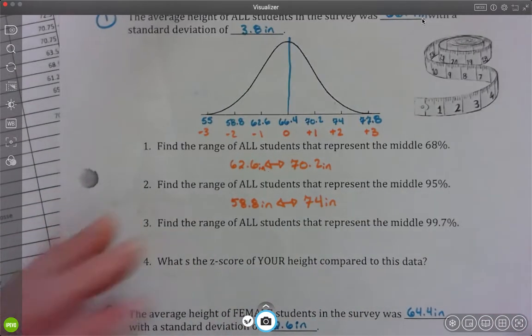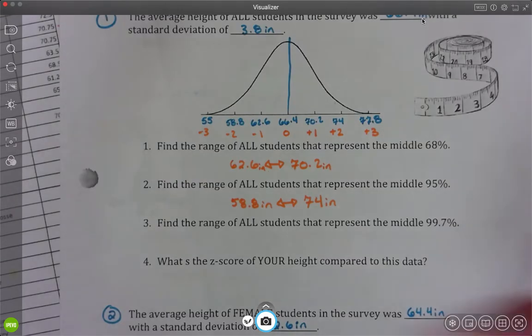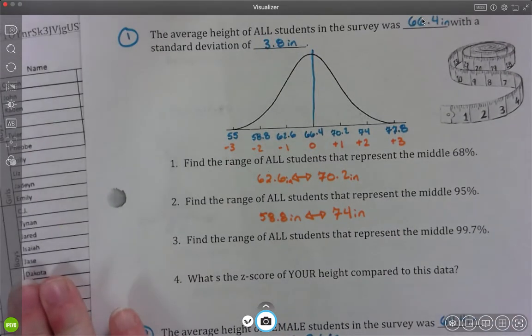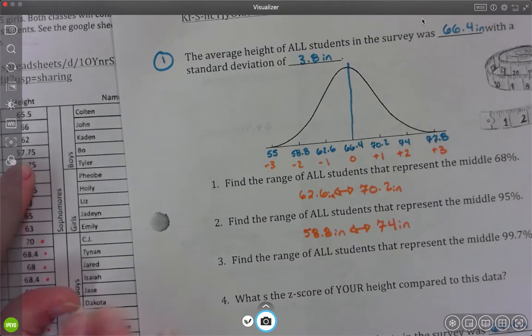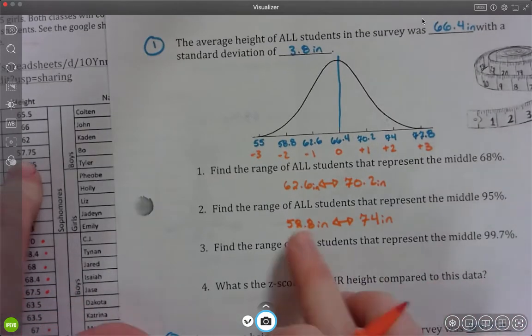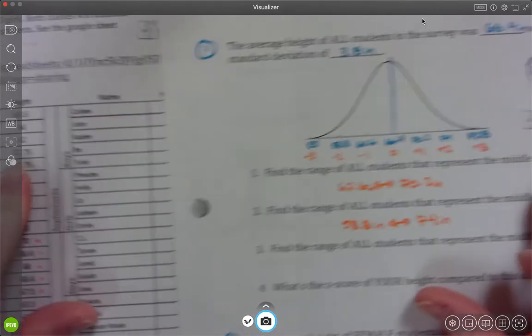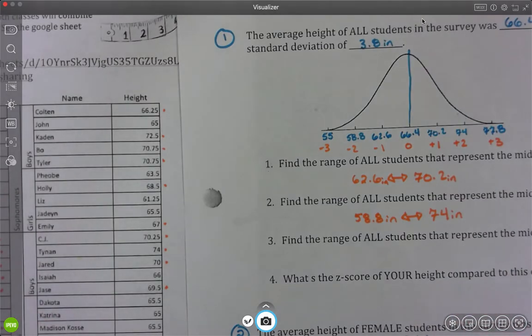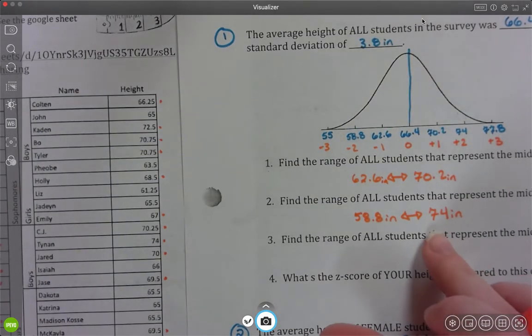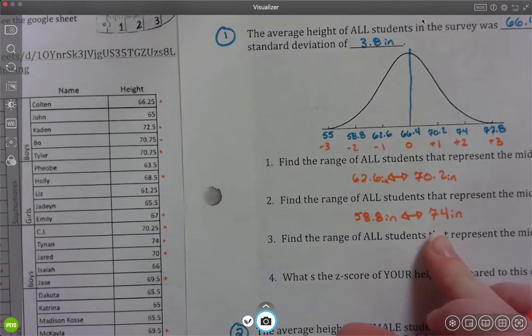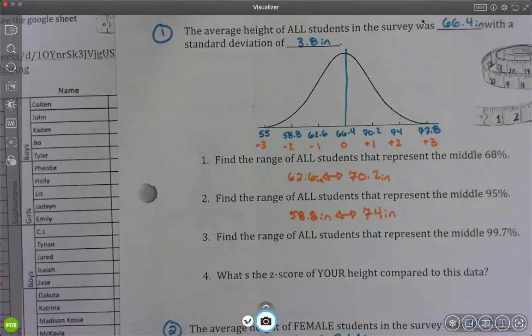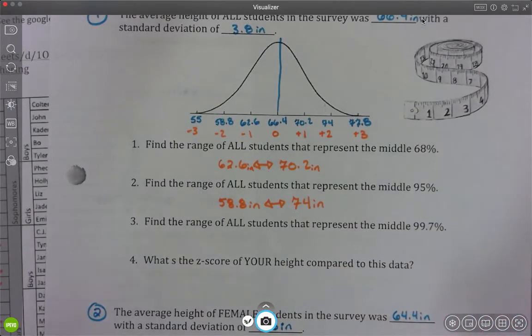And there are a few people that are, you know, like little Luke Olson was 57.75 inches. He is below the 58.8 inches. Anybody above that? J.C. Himmelberg was 74.25. So he would be just slightly above. So that's the 5% that's on either side of that, okay?